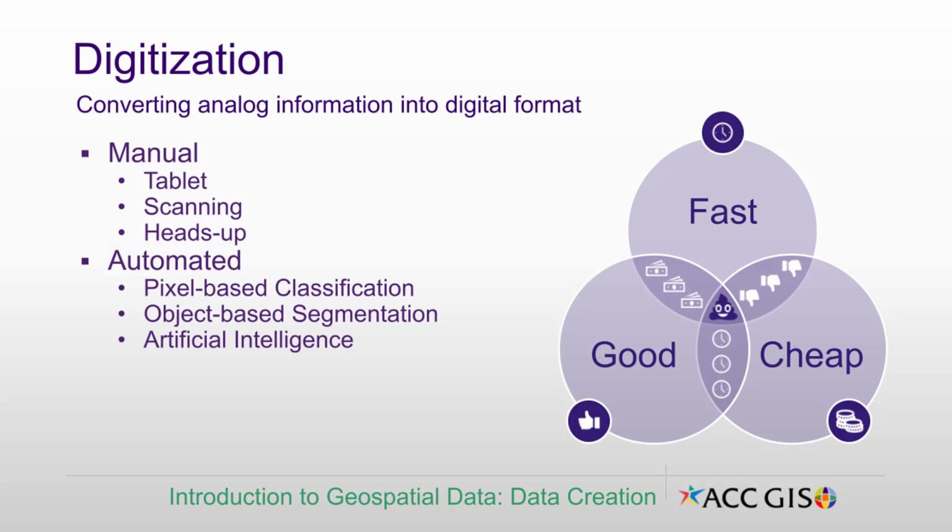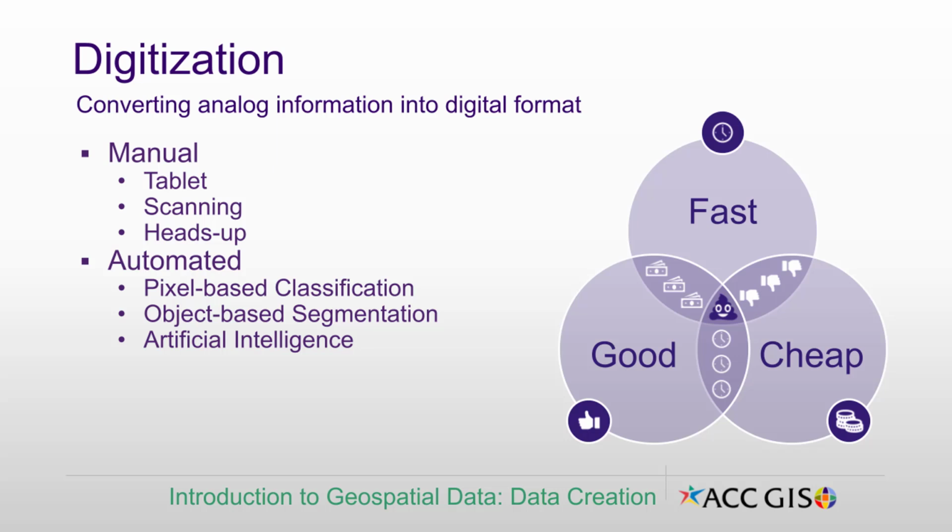And then artificial intelligence, which is taking automated digitization to a whole new level where you're training the computer to actually find the information and digitize it for you. Now, which approach is best? Well, it just kind of depends. It depends on the tools you have in-house. It depends on what your goals for the product is and what your user wants.